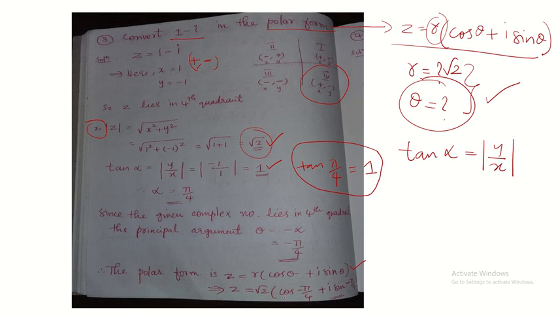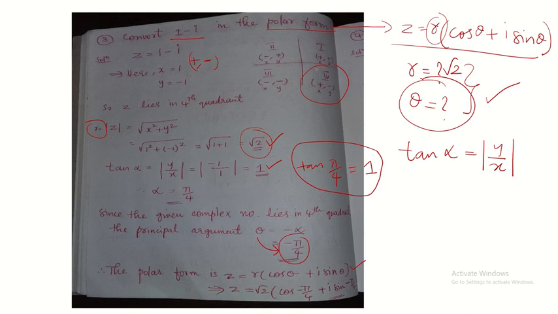Next cos I'll be writing as it is. What is theta? Theta you got the value as minus pi by 4. Plus I sin I'll write as it is. Again theta value the same thing, minus pi by 4 you have to substitute. Okay, this is how you have to solve polar form, polar representation.